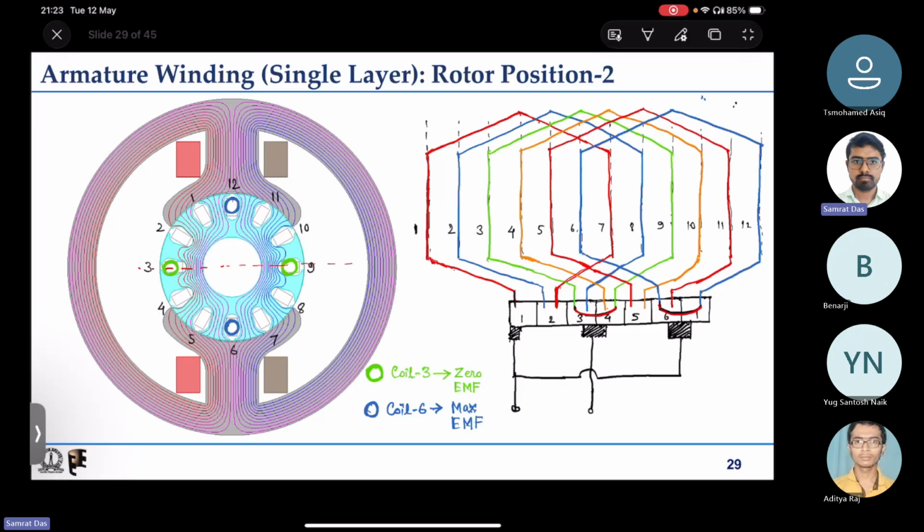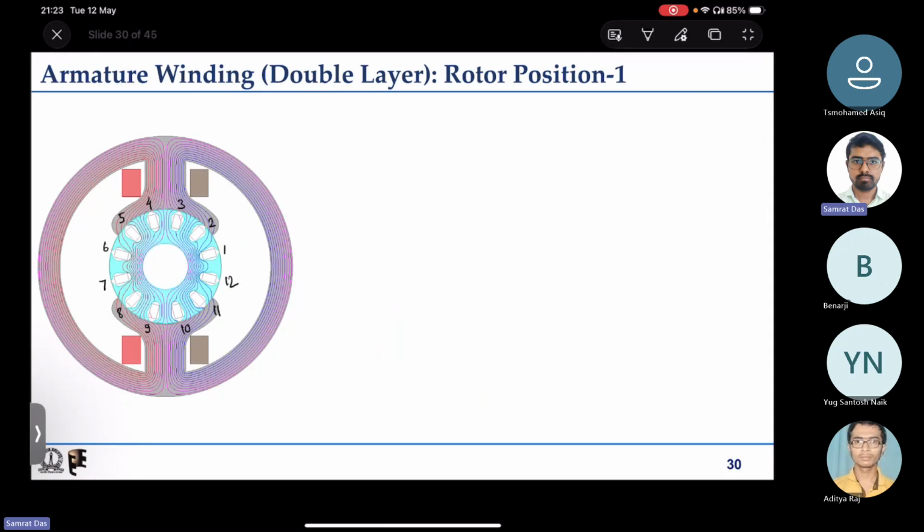Because of this problem, during commutation one of the coils will be having non-zero induced EMF, while the other coil will be having zero induced EMF. So this coil 6, the blue one, is being shorted, so it will be having large circulating current and a lot of sparking, so it is not a practical one.